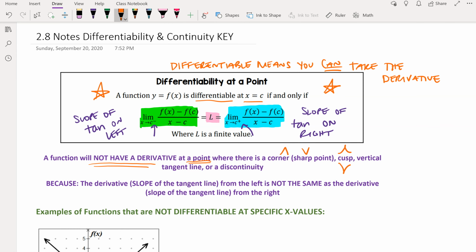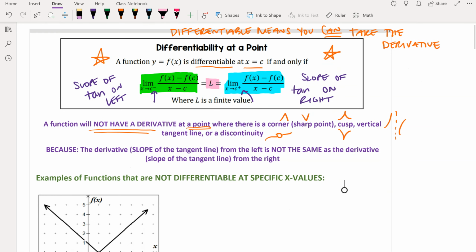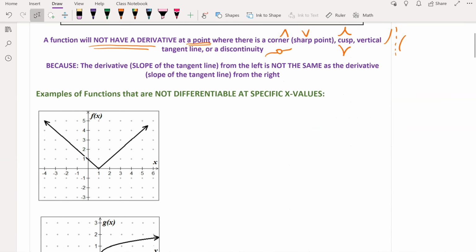A vertical tangent line, so a vertical tangent would look something like this. You could have your function going a variety of ways. Or a discontinuity of any kind. So you could have a removable discontinuity, for example. You can't take the derivative at the removable discontinuity. Okay, so you have no derivative if you have any of these things that I just drew. No derivative exists at points where those happen. All right, and why? Why is there no derivative? Because the slope of the tangent line from the left does not equal the slope of the tangent line from the right. All right, so let's look at some examples of where that occurs, where there's no derivative.